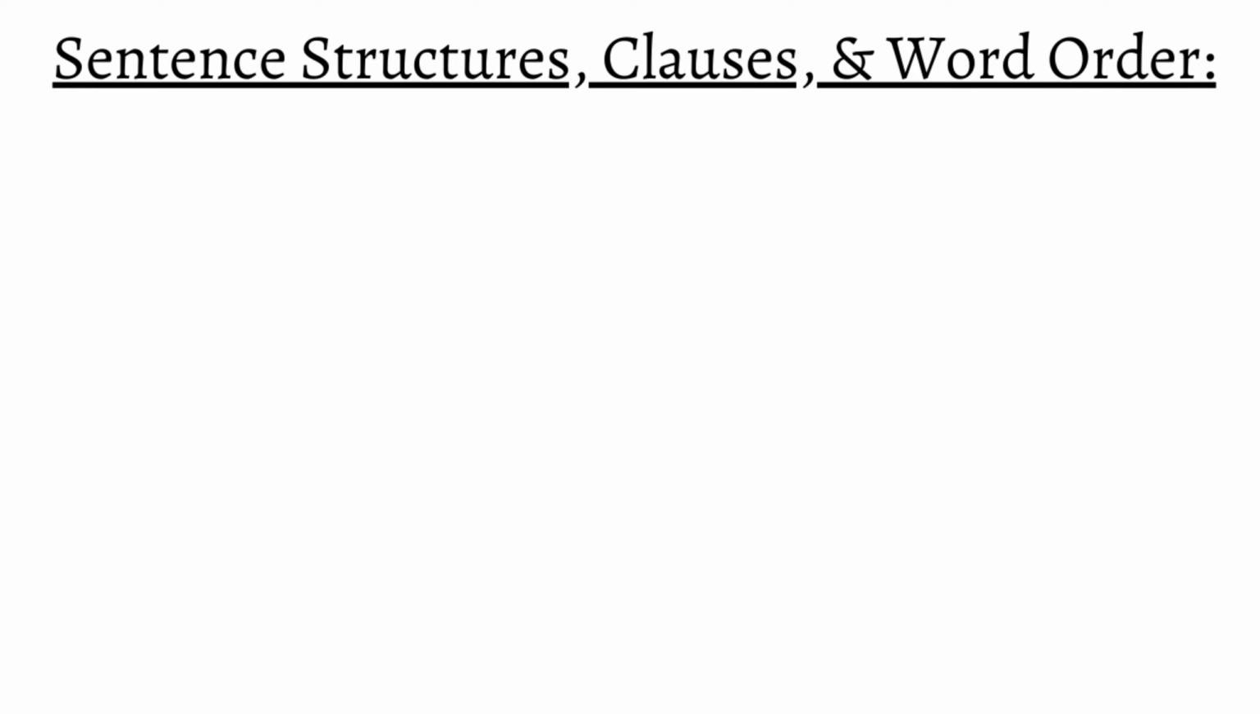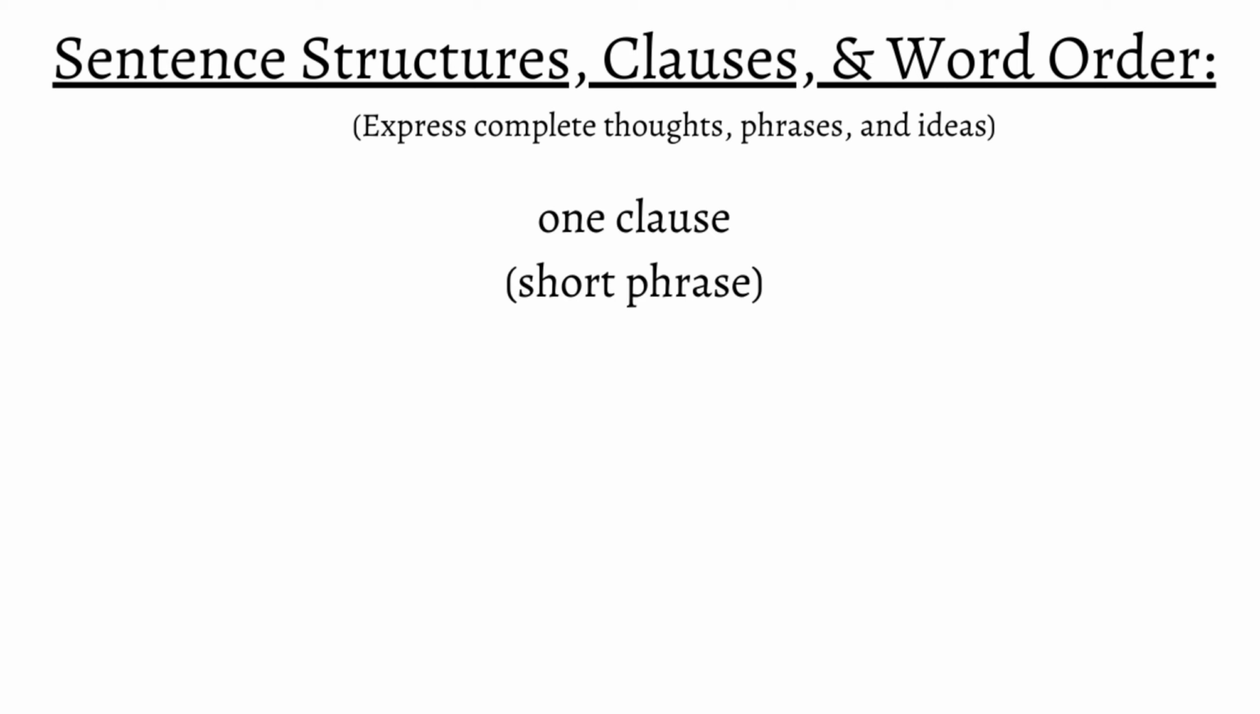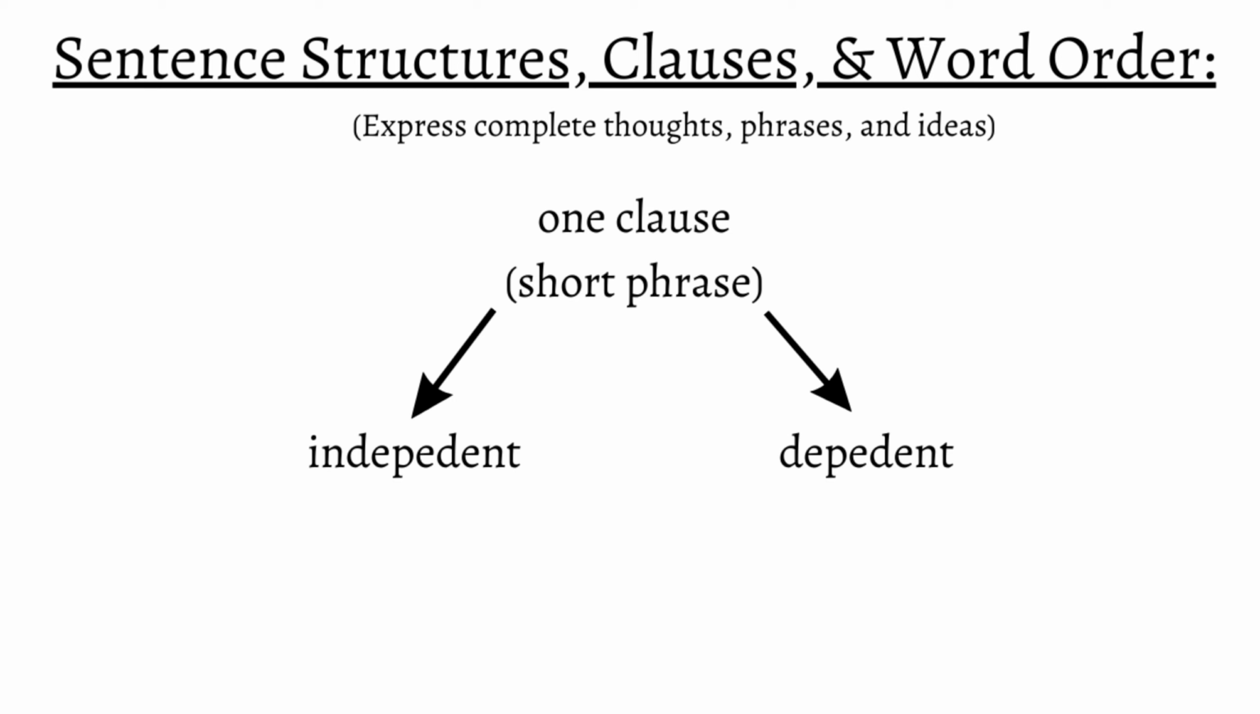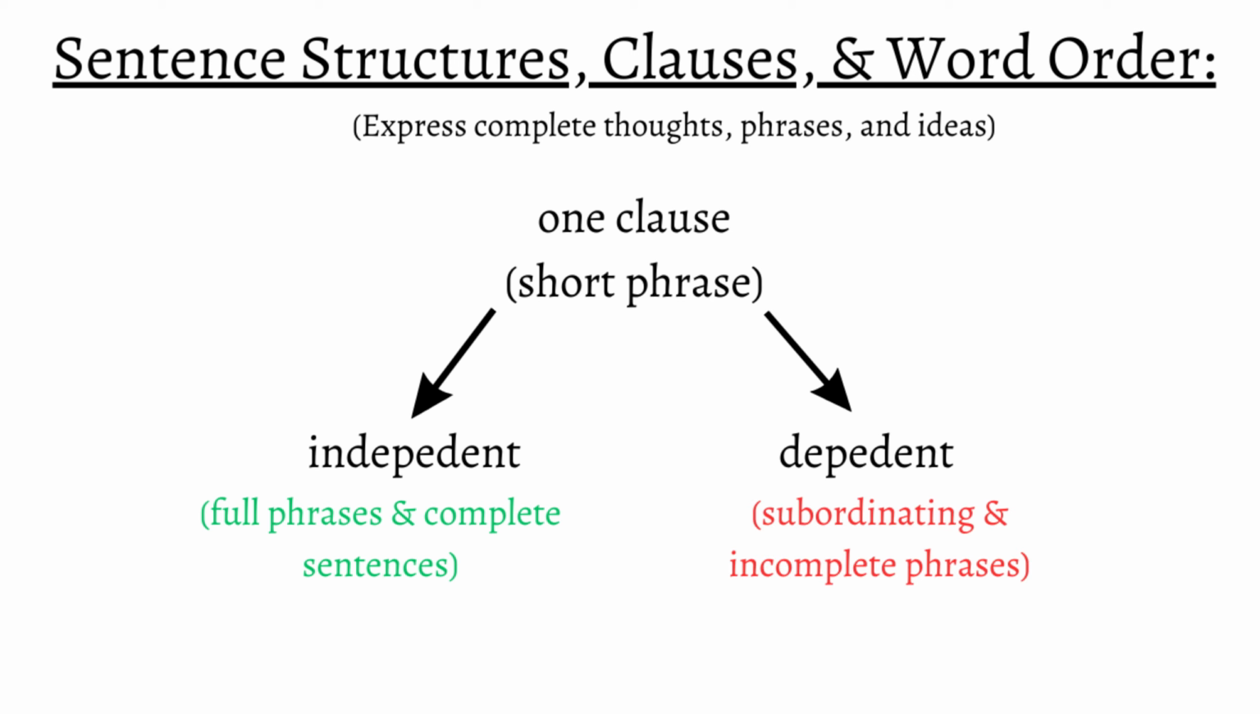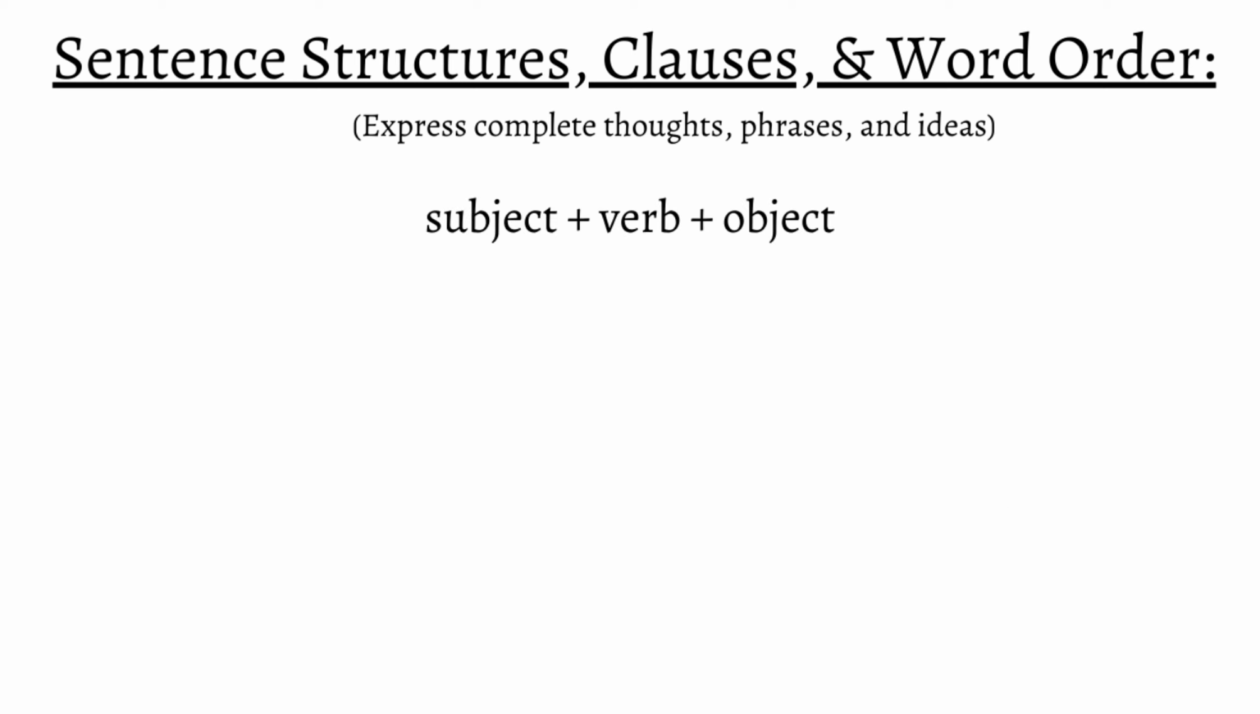Sentence structures, clauses, and word order in English express complete thoughts, phrases, and ideas. The most basic sentence structure has only one clause, or a short phrase, that can be independent or dependent. Independent clauses are full phrases that are considered to be complete sentences, but dependent clauses are subordinating and incomplete. The standard order of words in an English sentence is a subject plus a verb plus an object. While it is simple, it's important to identify the subjects, verbs, and objects, depending on the sentence structure.